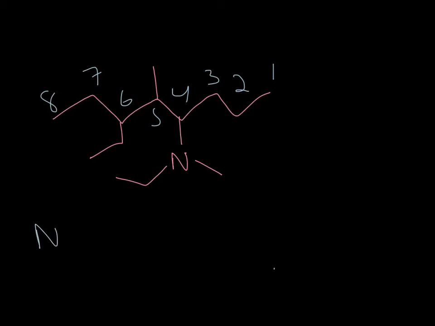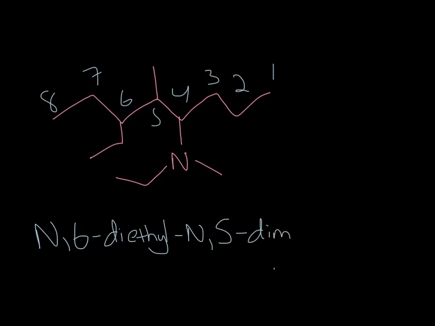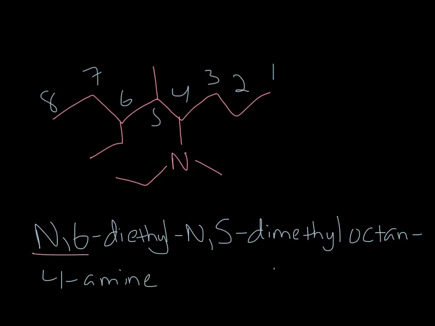So I would have N,6-diethyl, and then N,5-dimethyl, and then octane-4-amine. So I've got an N and a 6 as locants for my ethyl groups. I have 2 of them, so that tells me where they're coming off. An N and a 5 for my methyl groups, that tells me where they're coming off. Oct tells me that I have an 8-membered long chain, and then I have 4-amine, so that tells me that it's an amine, and that amine is at the 4 position.